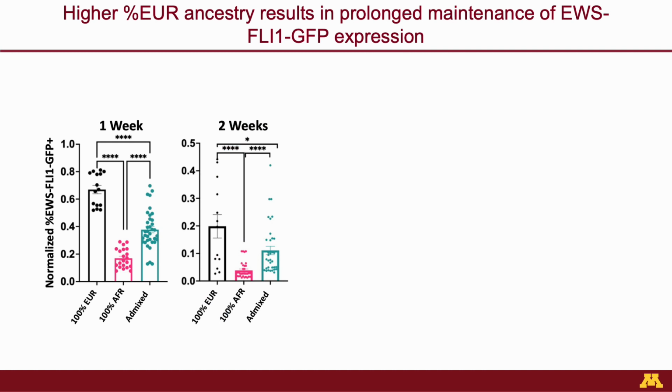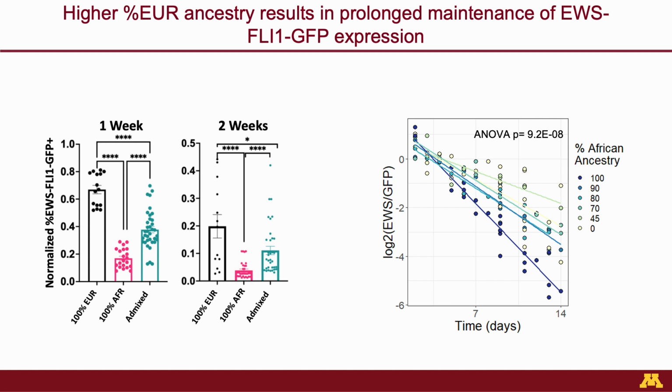So, in fact, we were not only able to show that the iPSC-derived NCC stably expressed EWS-FLI1 for long enough to do our downstream experiments, but when we measure dropout of the cells within a given population admixture level based on GFP, there are clear differences in survival by degree of African ancestry, with higher African ancestry declining faster than those with higher European ancestry.